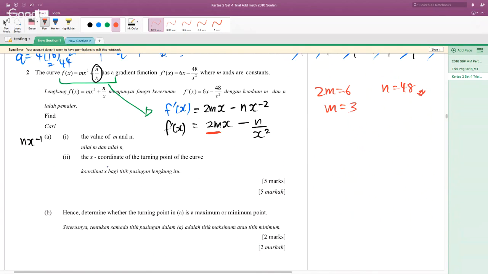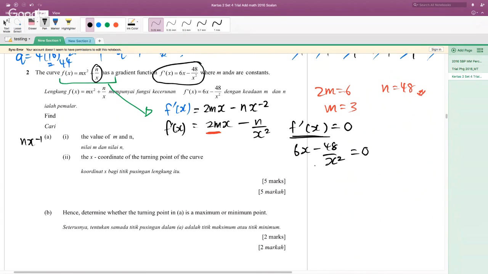Okay, so find the x-coordinate of the turning point of the curve. So turning point basically means what? dy/dx equals 0. But in this case, of course, you don't have dy/dx, because in function, we call it f prime x equals 0. Because this one basically is the gradient. So gradient equals 0. That means 6x minus 48 over x squared equals 0.